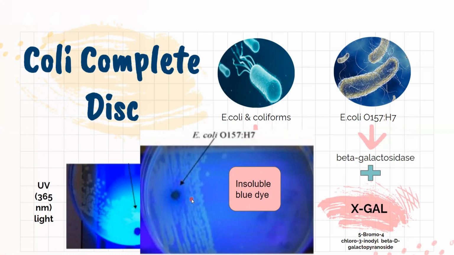So basically your Coli Complete disc has two substrates. One is MUG and one is X-gal. These two substrates will help you to distinguish between E. coli cells and E. coli O157:H7.